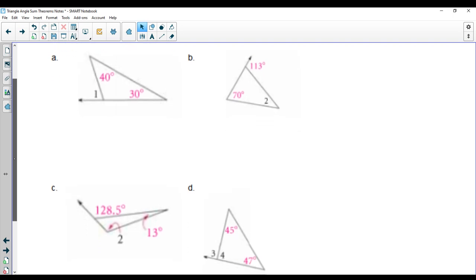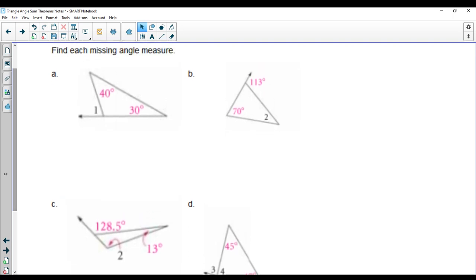So these first four examples are kind of just basic ones. Find each missing angle measure. Wherever we've got a missing angle, we've got to find it. And you have to pay attention to what you're given. We're going to read the triangle each time. So I'm given a 40 and a 30. Those two are both inside my triangle, so I'm given my remote interiors. And the theorem says if I add them up together, I should get whatever this exterior angle is right here.